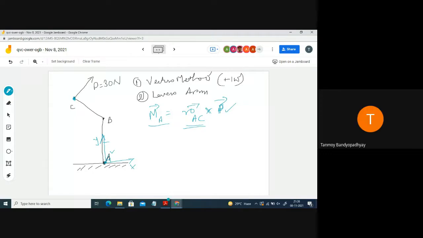So using the lever arm method, you extend the line of action of this force and draw a perpendicular to the line of action of the force. So this entire thing is the lever arm of the force. This is D, the lever arm of the force, and it has two parts.